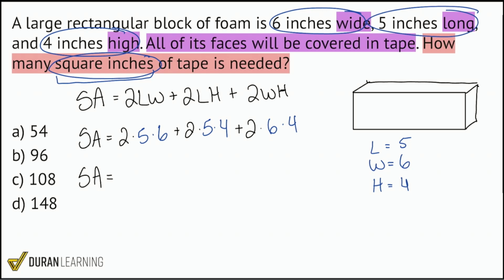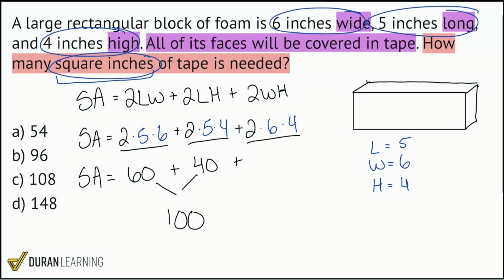Here we go. So we'll have 2 times 5 times 6. So 2 times 5 is 10. 10 times 6, that's 60. Next, we have 2 times 5. That's 10 times 4, that's 40. Oh man, that's pretty easy because already this is 100. That's already 100. So that's going to make whatever this is super convenient to add on.